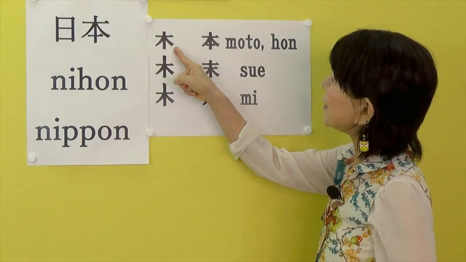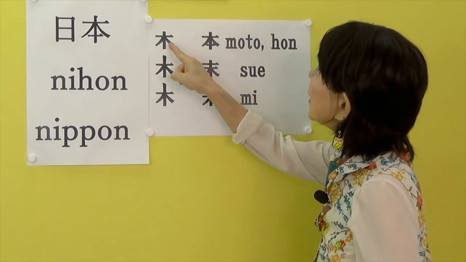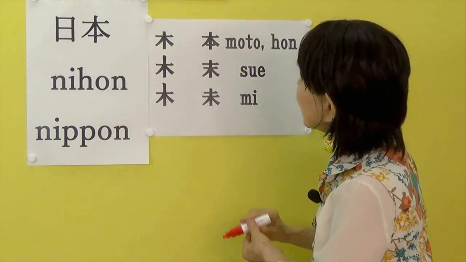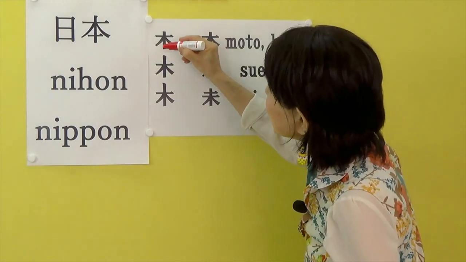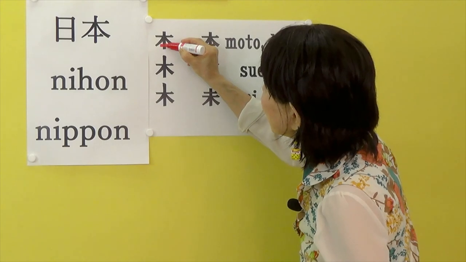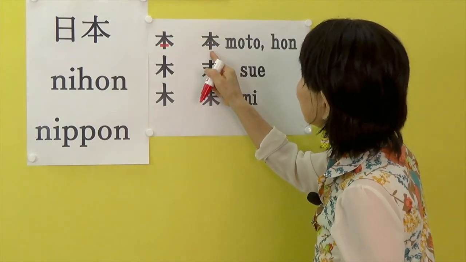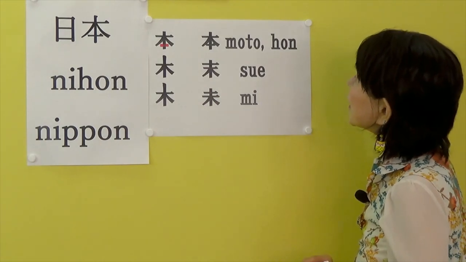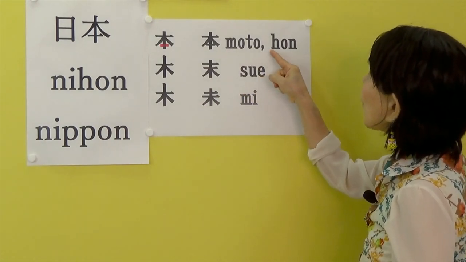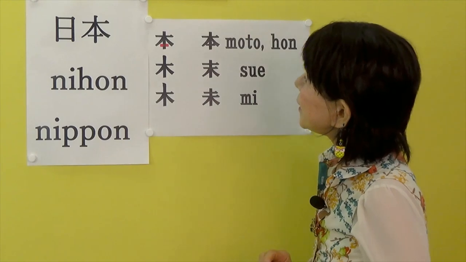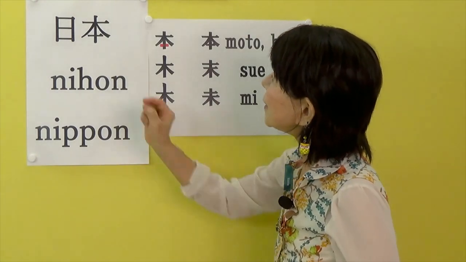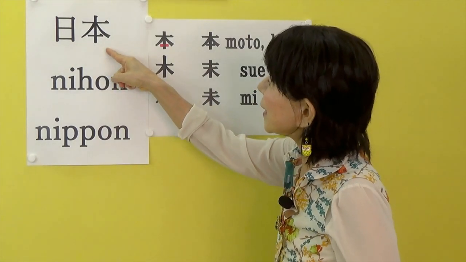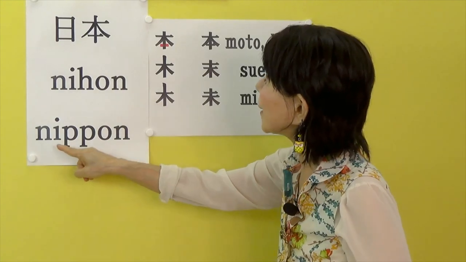Based on kanji for tree, you learn three kanji. This kanji is ki, meaning tree. This is the base of a tree. If you put a dot here, you get this kanji, meaning the base or the beginning of things. It reads moto or hon. Japan is written in kanji this way. They read Nihon or Nippon.